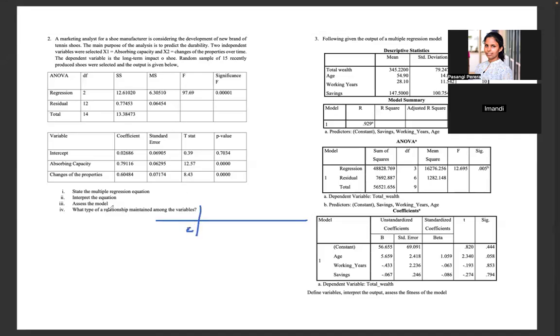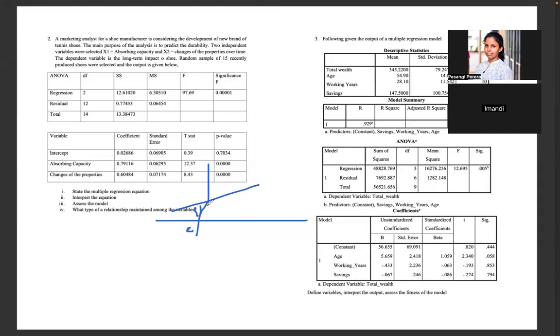The x value being zero means both the absorbing capacity and the changes of the properties are equal to zero. The y intercept is the value when both are zero. So the initial value is zero when both values are zero. However, in practical terms, this might not be meaningful. Anyway, you can write it like that. So the intercept is 0.02686. This is the predicted durability when both absorbing capacity and the changes of the properties are 0. That is for the intercept.